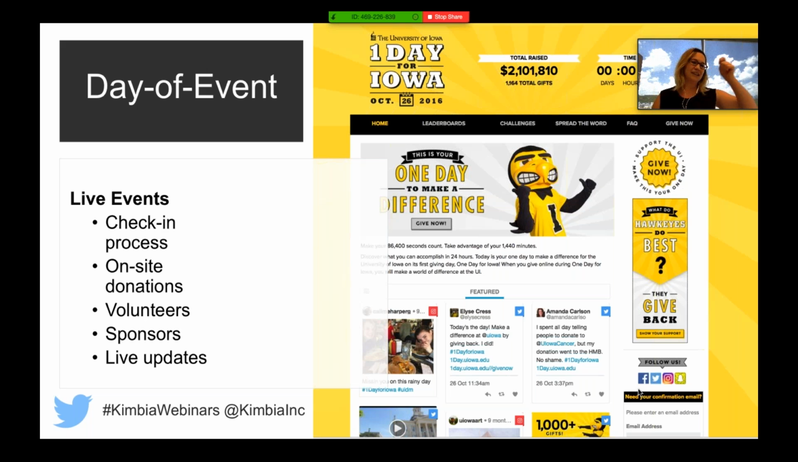Anything from swiping your credit card on a tablet with Stripe, all the way down to just, hey, here's a box for checks and cash. Make on-site donations as easy as possible. Utilize your volunteers, not just around the logistics of the event, but think about recruiting volunteers who are going to be social ambassadors for the day of your event.